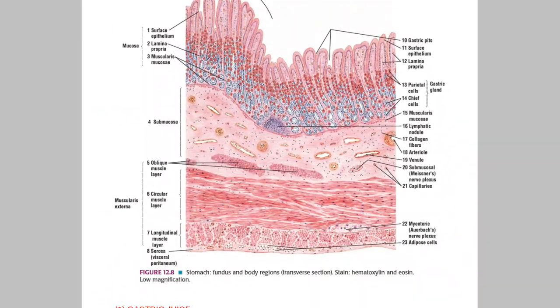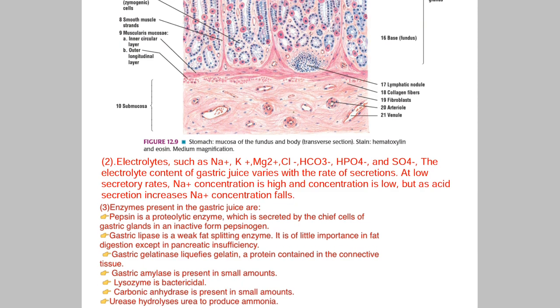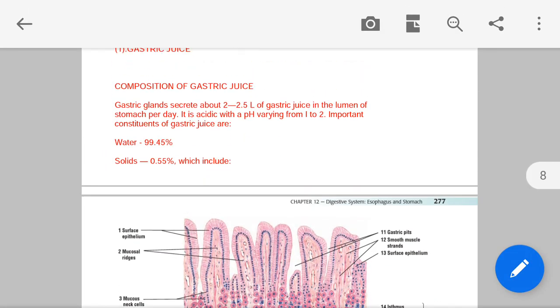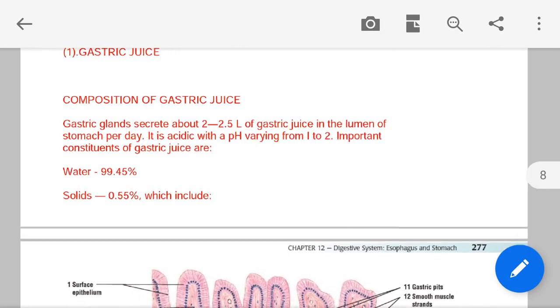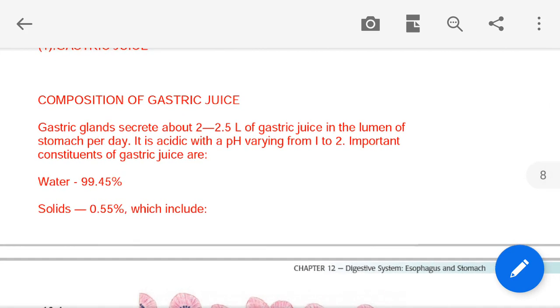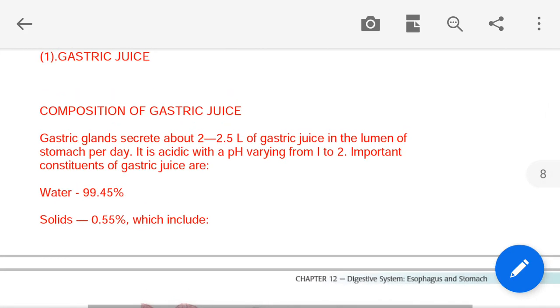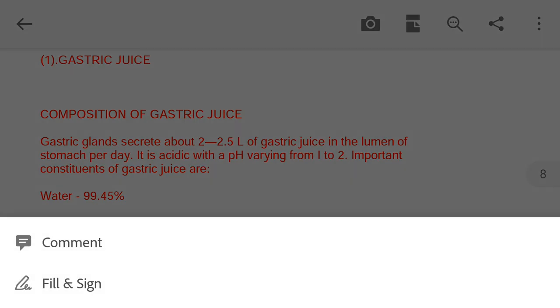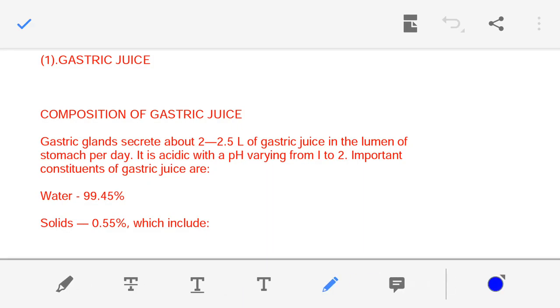Now coming back to our topic of discussion today, that is the gastric juice. We have studied the histology of the stomach, the layers present in the wall of the stomach, and we know which kind of cells are present in the gastric gland. So the gastric glands secrete the gastric juice. And what is this gastric juice made up of, what is its composition?